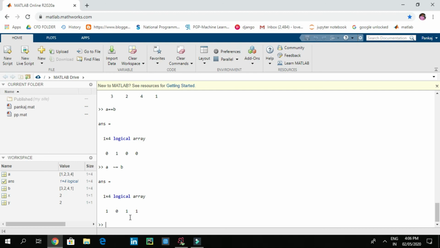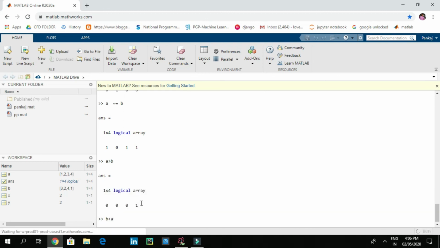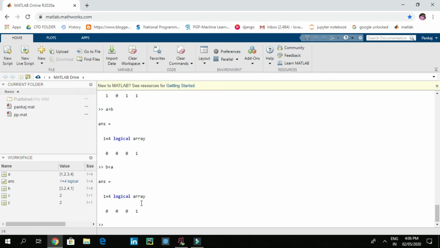Now let's try A is greater than B. It gives 0 0 0 1, which means 1 is greater than 3 is false. The first three conditions are false. 4 is greater than 1, so it gives 1. Now let's try B is lower than A. It gives the same output, meaning both of them are the same.